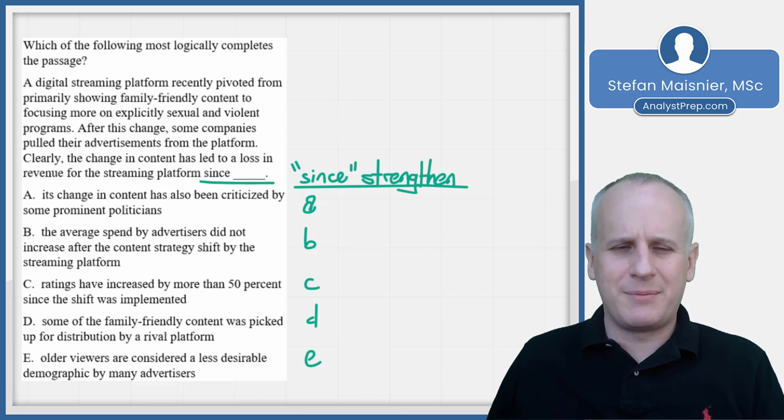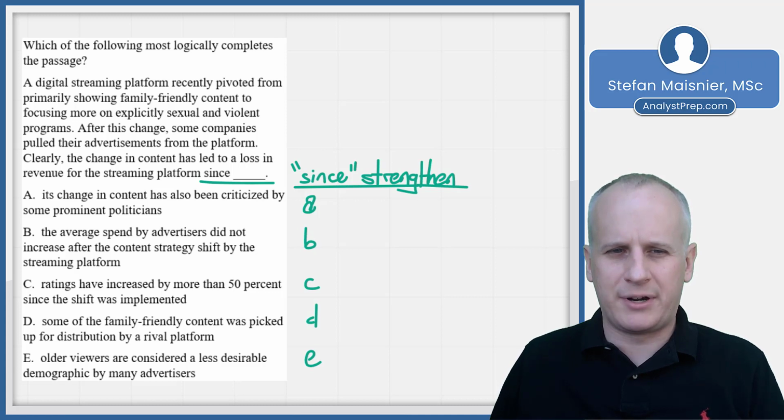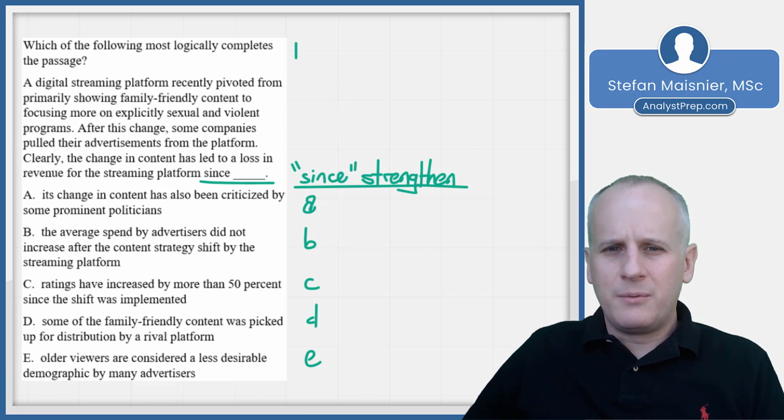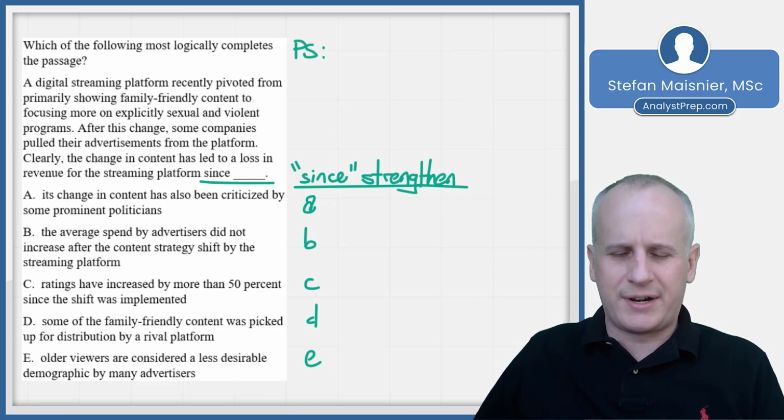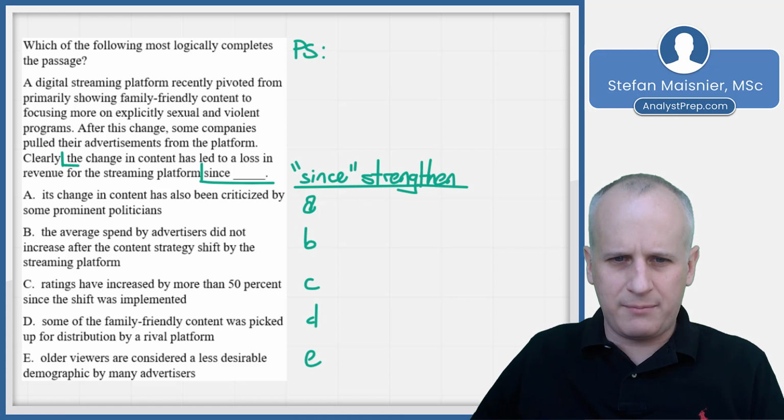A digital streaming platform recently pivoted from primarily showing family-friendly content to focusing more on explicitly sexual and violent programs. After this change, some companies pulled their advertisements from the platform. Clearly, the change in content has led to a loss in revenue for the streaming platform since blank. So we're going to just put a little PS for predicted strength in here. And we can see that the conclusion is, as was anticipated, right before the since.